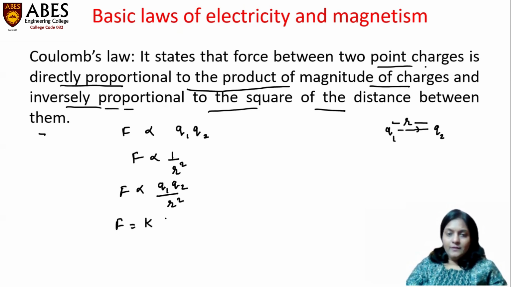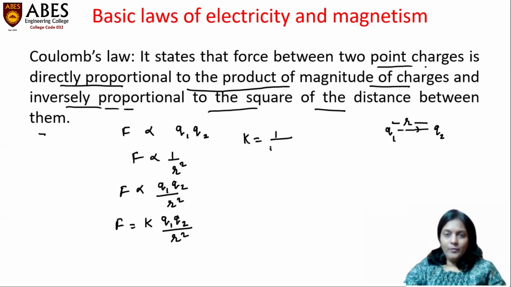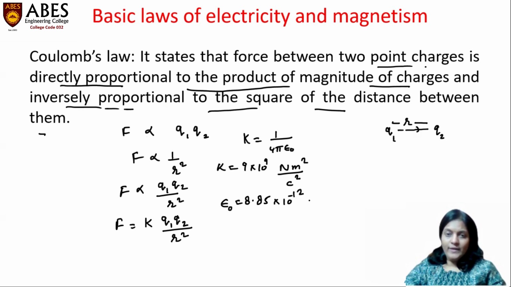The proportionality constant is replaced by K and it can be written like this, where K is 1 upon 4 pi epsilon naught, which has the value 9 into 10 to the power 9, and the unit is Newton meter square per Coulomb square. And the value of epsilon naught is 8.85 into 10 to the power minus 12 Coulomb square per Newton meter square.